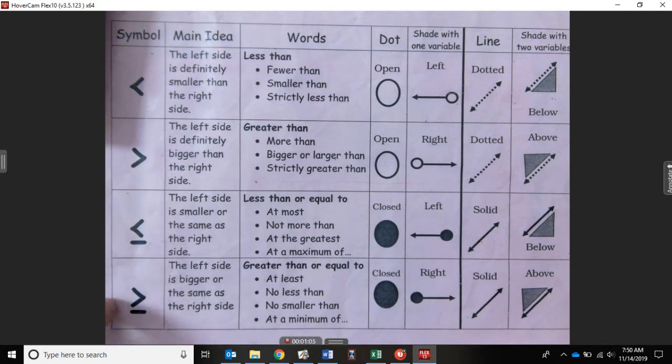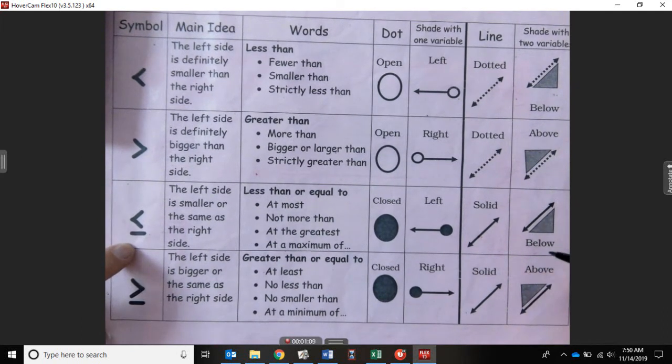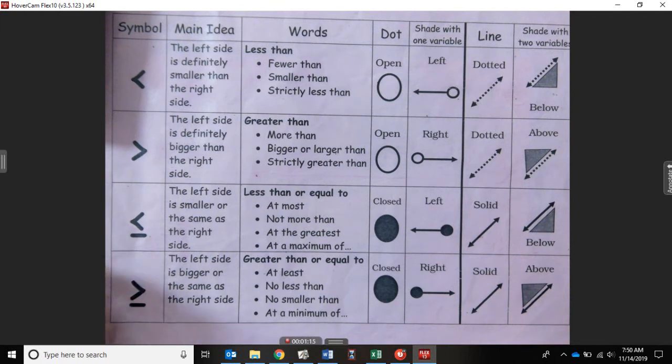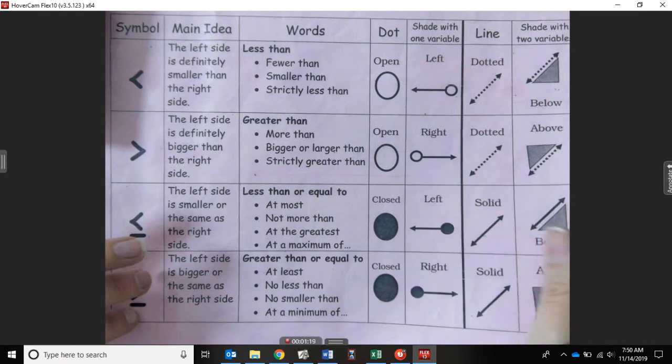And then I have the equal to symbols, and so the only thing that changes is now I have solid lines. And if it's less than or equal to, it's solid and we shade below. And greater than or equal to, it's solid and we shade above. So you should have this paper in your folder.